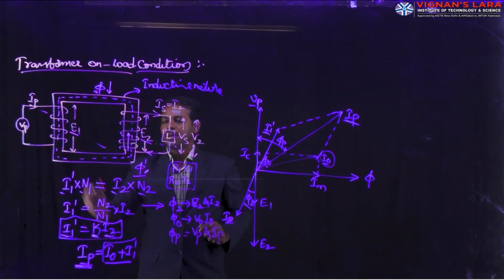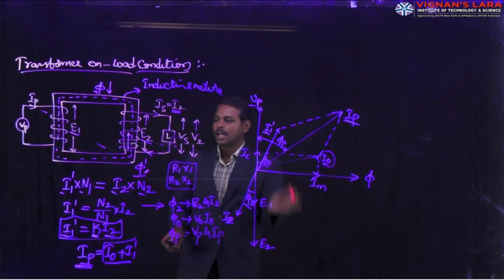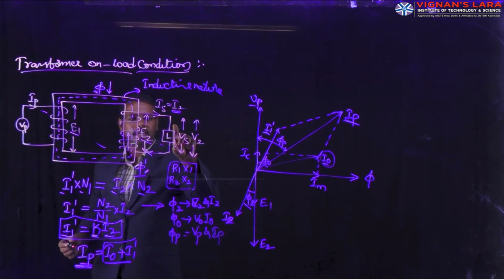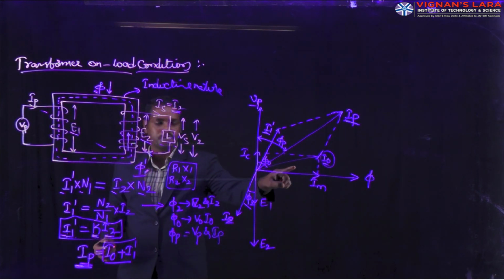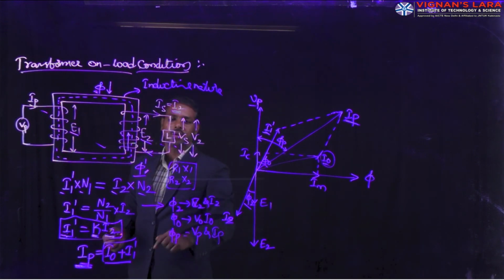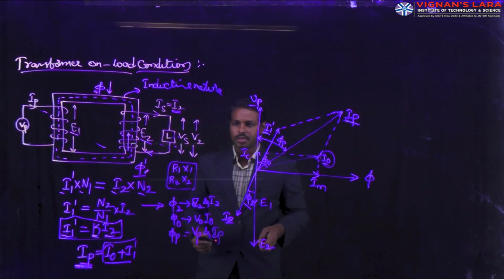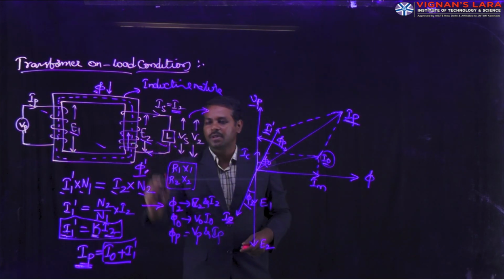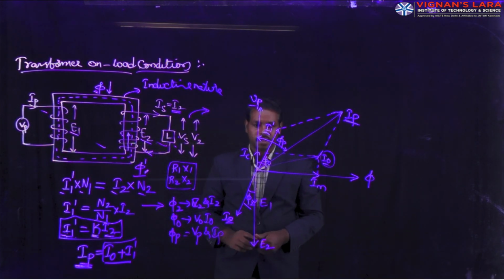From the next class onwards, we will discuss connecting a resistive load across the transformer and its phasor diagram. The second is the inductive load, and the third is the capacitive load. Then we can easily understand the operations of the transformer.